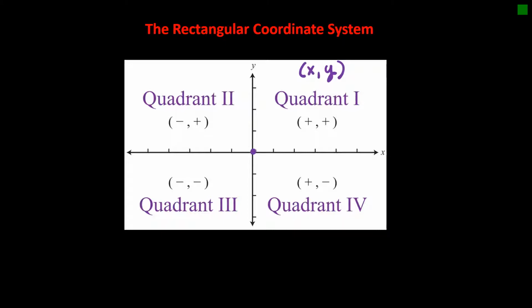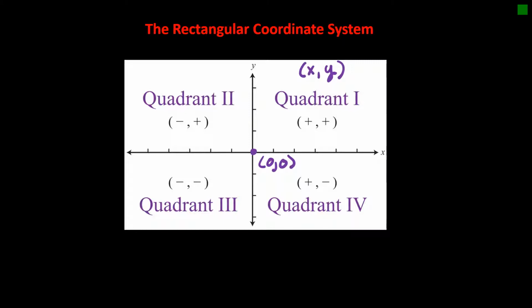If we start at the point where these two lines intersect, this is the point 0, 0, or the origin. This horizontal line represents the x-axis, and this vertical line represents the y-axis. So we can plot points x, comma, y in each of the 4 quadrants.